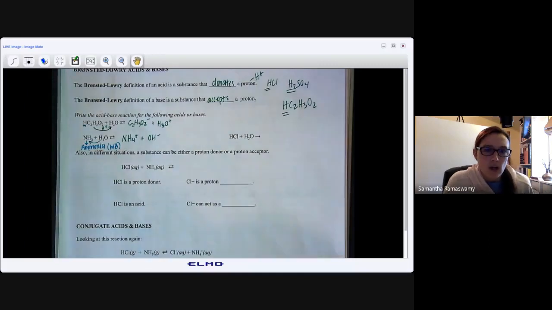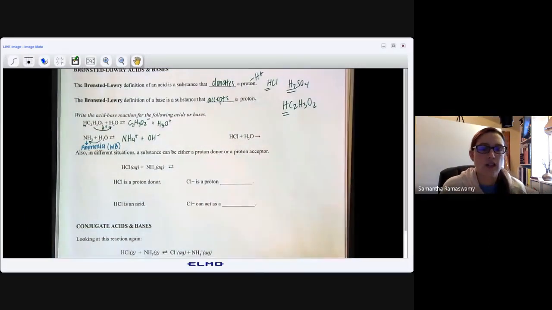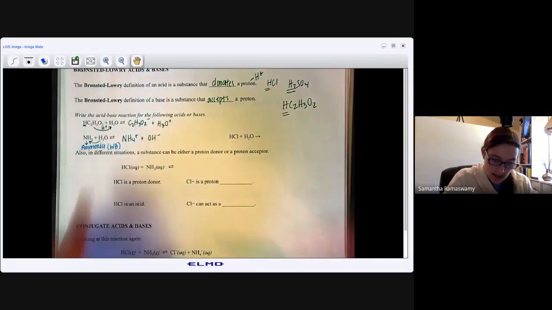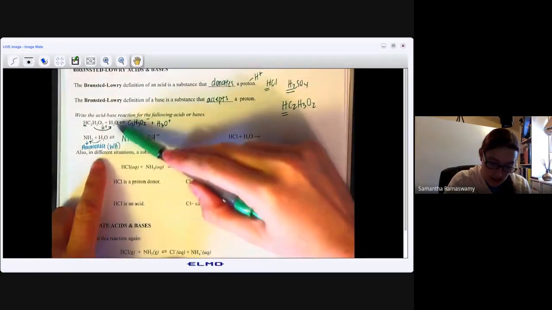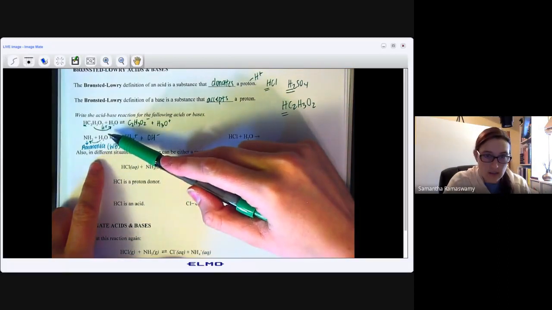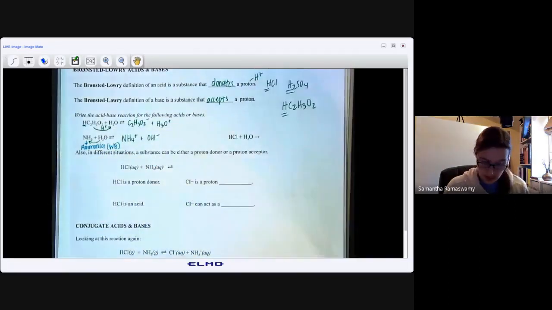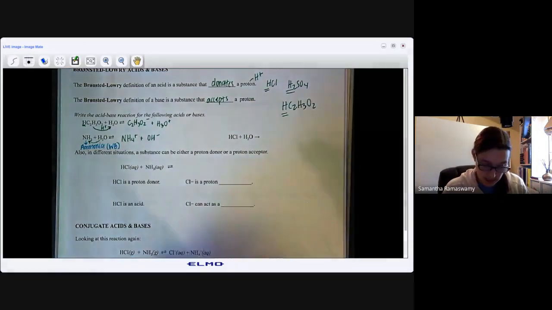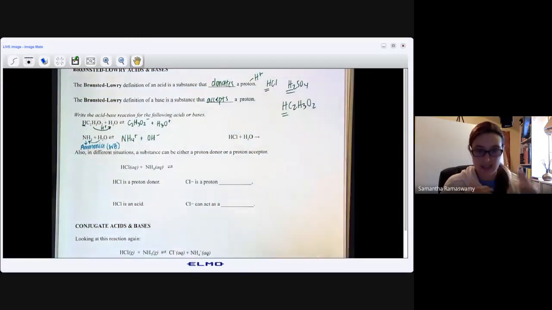So this is looking at how the proton is being donated or accepted. Acids always donate the proton, bases always accept the proton. Now, notice how water can act as either an acid or as a base. That's because it's called amphoteric, right? And we'll talk about the conjugate acids and conjugate bases in a second.